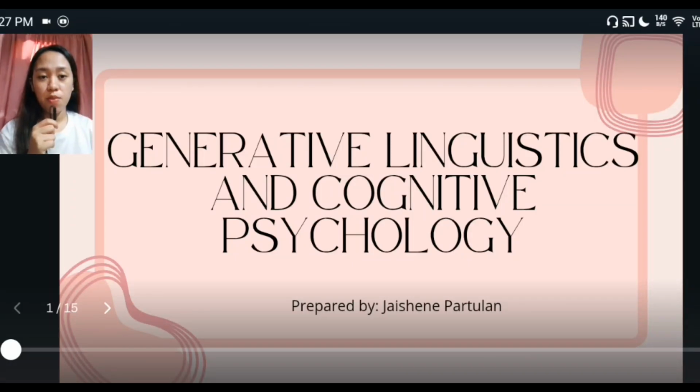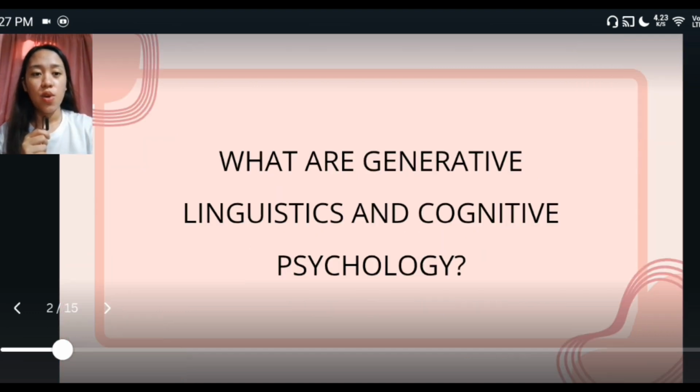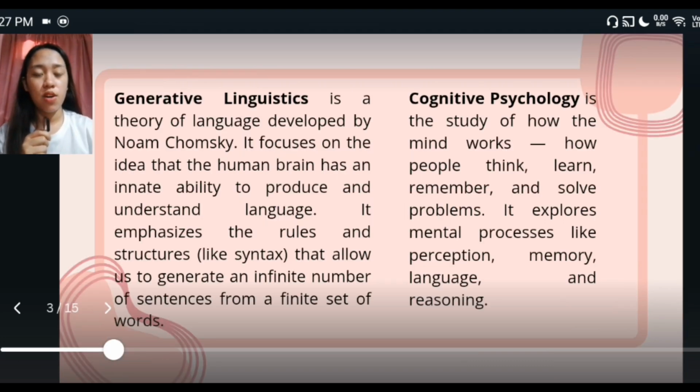Good afternoon, everyone. So today we will be discussing two important studies: generative linguistics and cognitive psychology. What are generative linguistics and cognitive psychology?